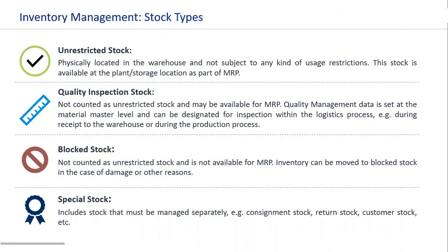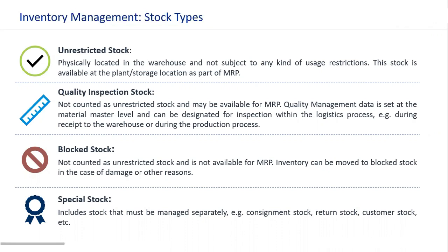Right, so different stock types. I know we've been through this slide before, but you've got unrestricted stock, which is physically located in the warehouse and not subject to any kind of usage restrictions. This stock is available at the plant storage location as part of MRP.